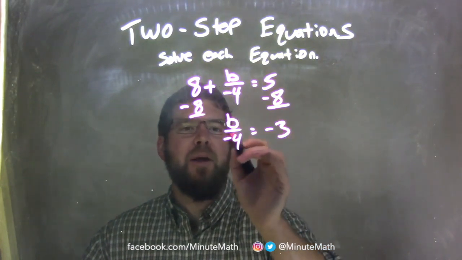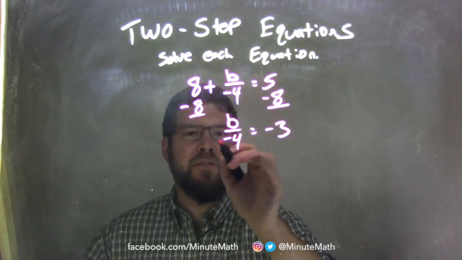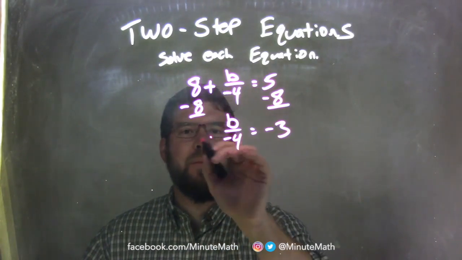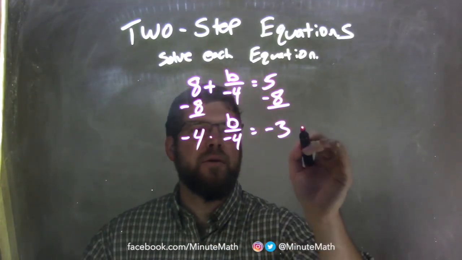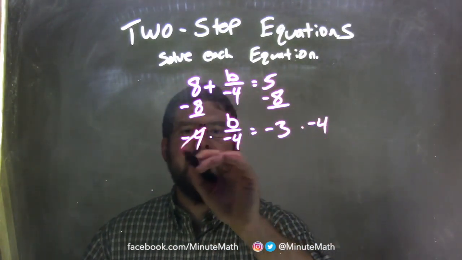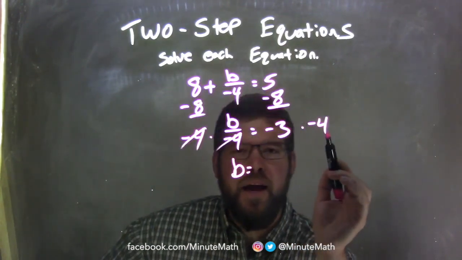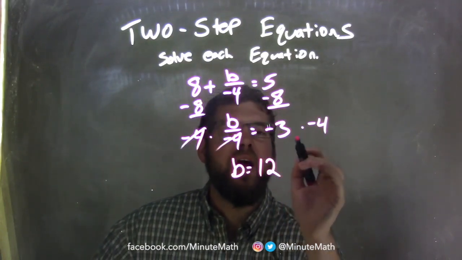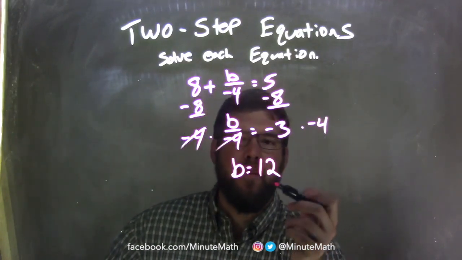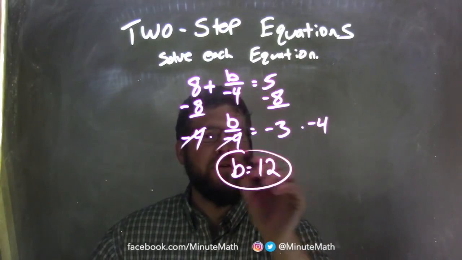Okay? Well, how do I get rid of that negative 4? Well, it's division. So opposite of division is multiplication. So I'm going to multiply both sides by negative 4. These negative 4s cancel, so I'm left with b here on the left. And negative 3 times a negative 4 is actually a positive 12. Remember, a negative times a negative is going to be a positive. So our final answer here is b equals 12.